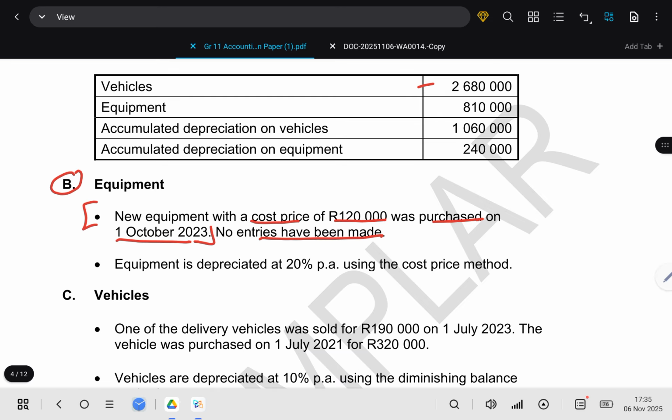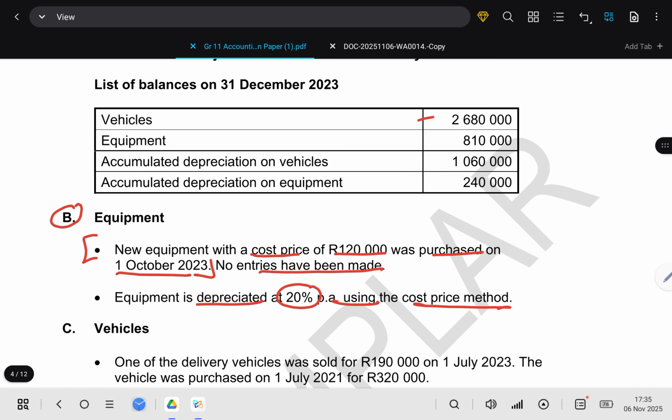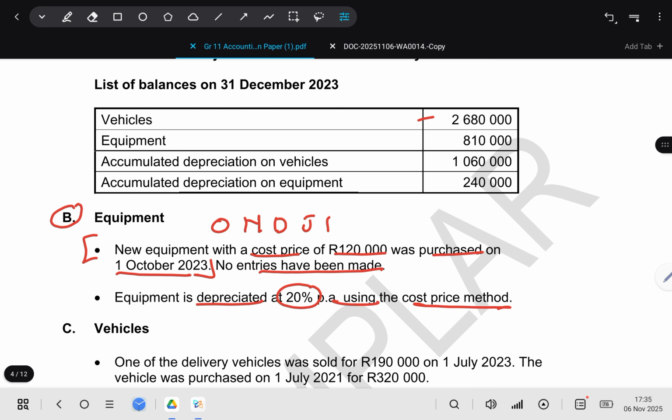Here they're saying that equipment is depreciated at 20% per annum using the cost price method. Now remember, our year starts in January, and then they said we bought new equipment in October. So it means this equipment will be with us for, sorry, only the remaining period from the 1st of October up until December. So it will be October, November, December. So it was with us for only 3 months.